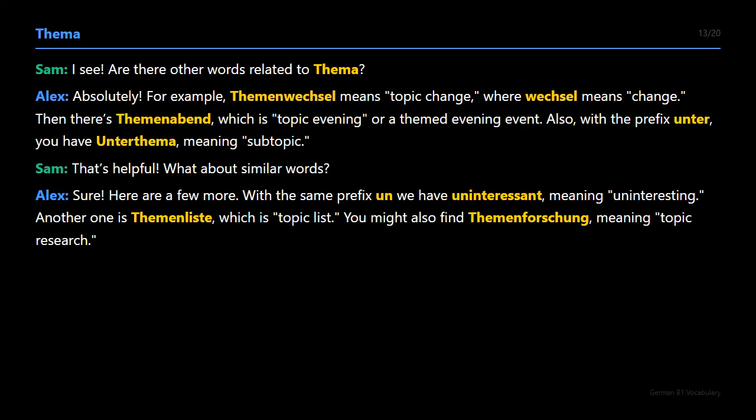What about similar words? Sure. Here are a few more. With the same prefix we have Uninteressant, meaning uninteresting. Another one is Themenliste, which is topic list. You might also find Themenforschung, meaning topic research. Those are great examples.